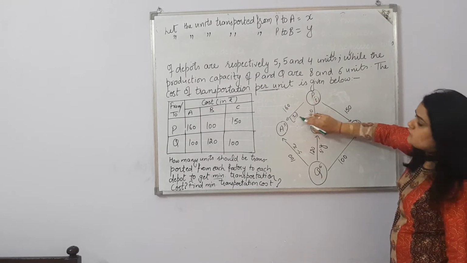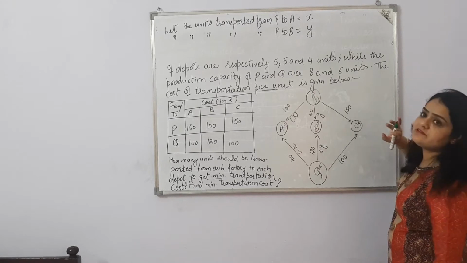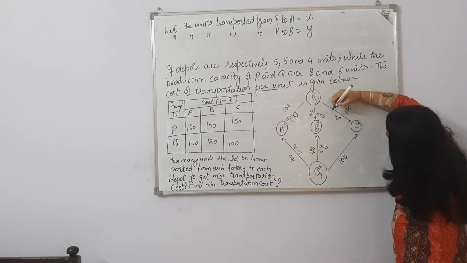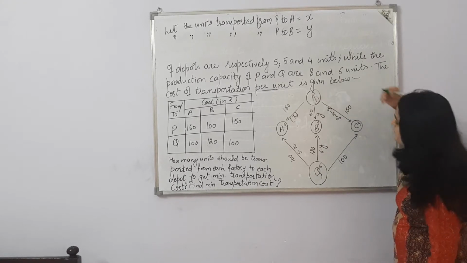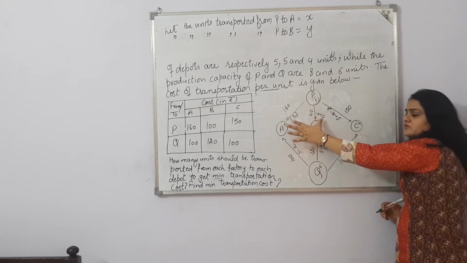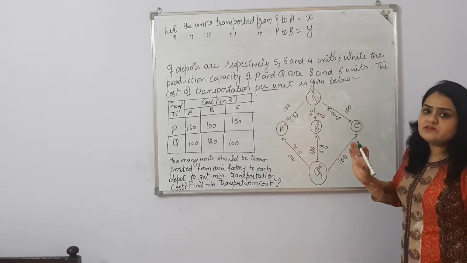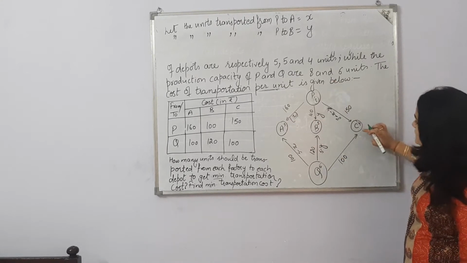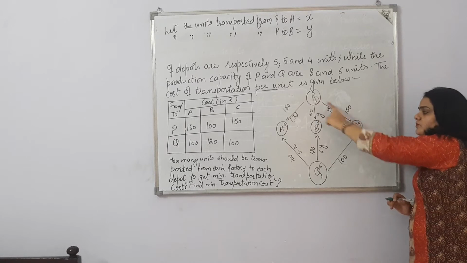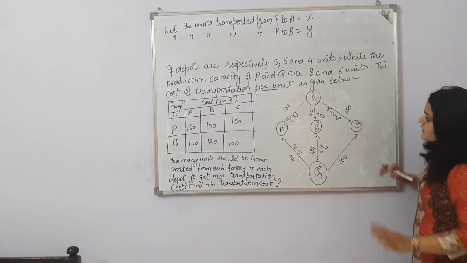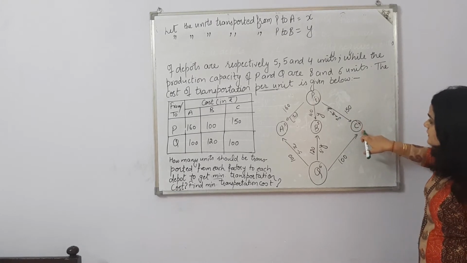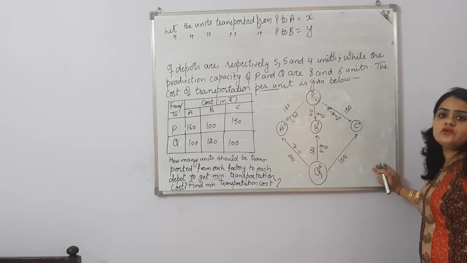He has already given x to A, y to B. Now, the total capacity left with P is 8 minus x minus y, because he has 8 units minus x minus y. If both quantities are subtracted, what remains with P he can transfer to C. So the units 8 minus x minus y should be delivered from P to C. This quantity is going to C. Now C has a total capacity of 4 units.